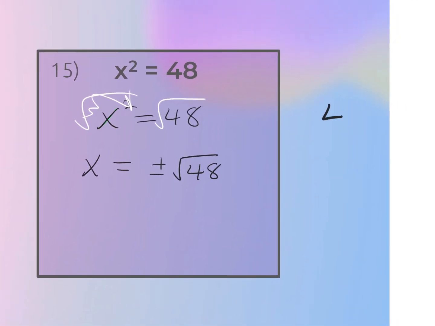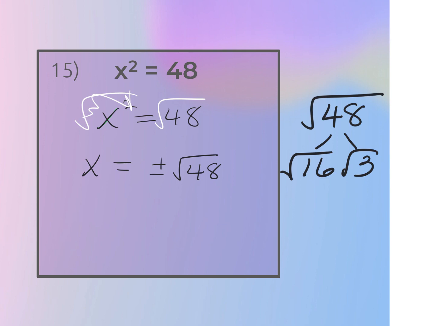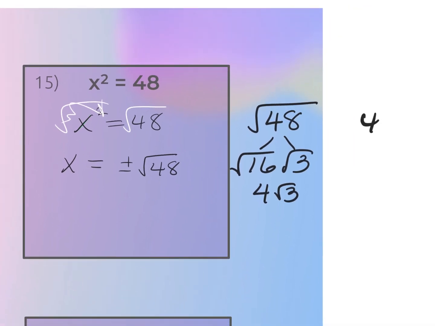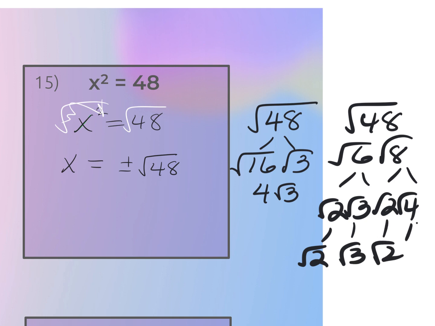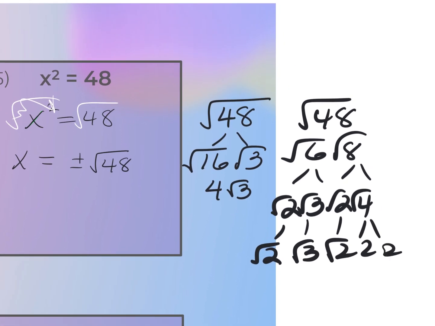It doesn't matter what you start with. I like to do 16 times 3 because I recognize that 16 is a perfect square and it goes to 4 square root 3. But let's say you didn't recognize that. Let's say you wanted to do 6 times 8. And then you got to keep going until you get to prime. So keep breaking it down: 2, 3, 2, and then 2, and 2.